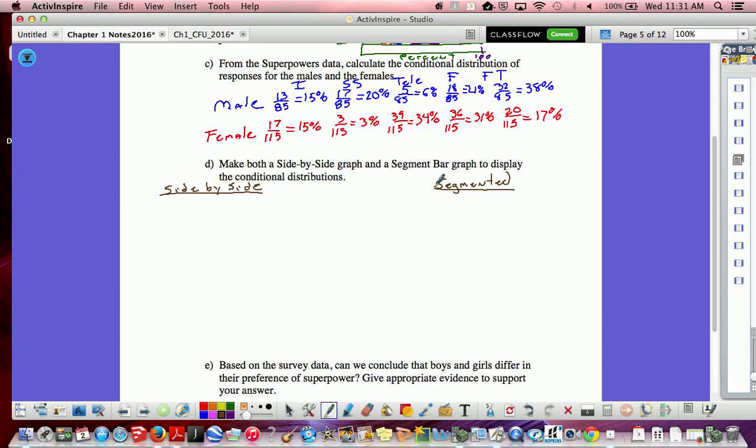So if I'm doing a side-by-side bar graph, what I'm going to actually do is put the title right in the middle. The title here will be Superpower Preferences by gender. So a side-by-side bar graph, x-axis, y-axis. We're going to have the superpower here.